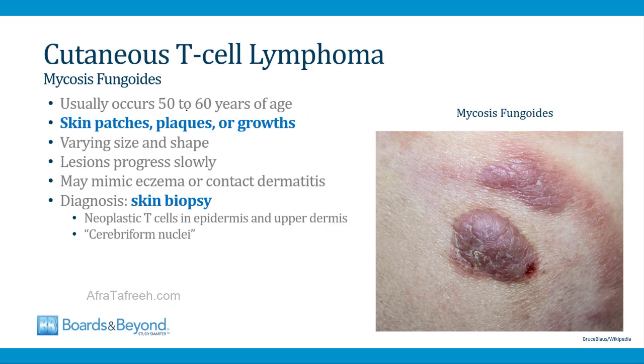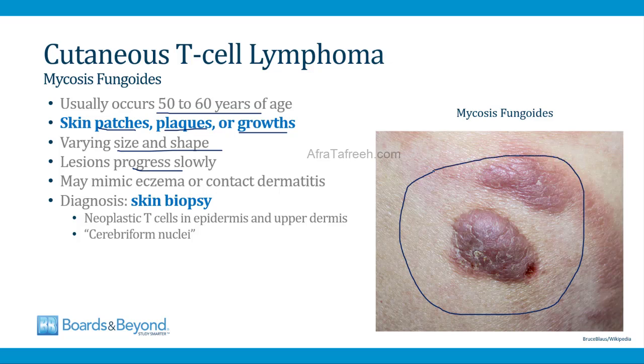Mycosis fungoides usually occurs in patients 50 to 60 years of age, and the skin lesions can have a number of different appearances. They can be patches or plaques or other types of skin growth. Usually they vary in size and shape and progress slowly. This is an example of what a lesion of mycosis fungoides can look like on the slide here. And one thing to be aware of is that this condition often mimics eczema or contact dermatitis. So in a patient with one of these conditions, especially if it's not responding appropriately to therapy, you often do a skin biopsy to rule out the diagnosis of a T-cell malignancy.